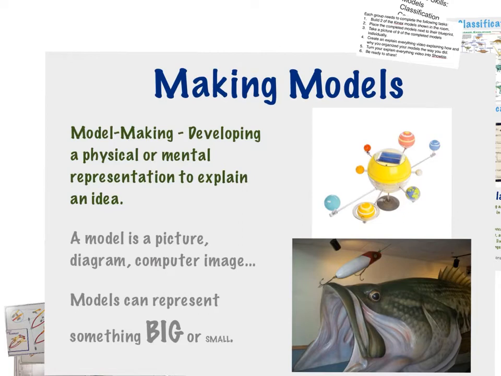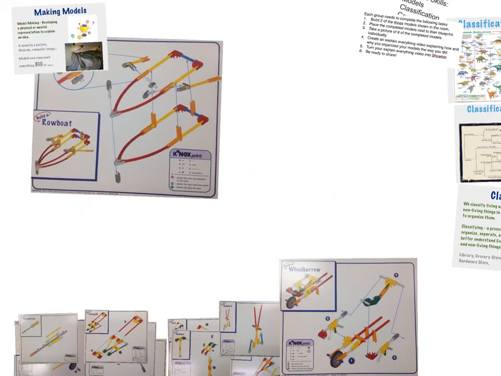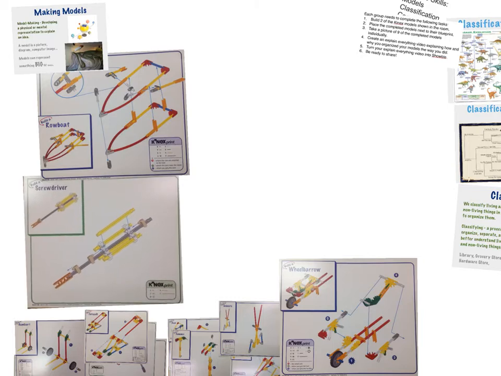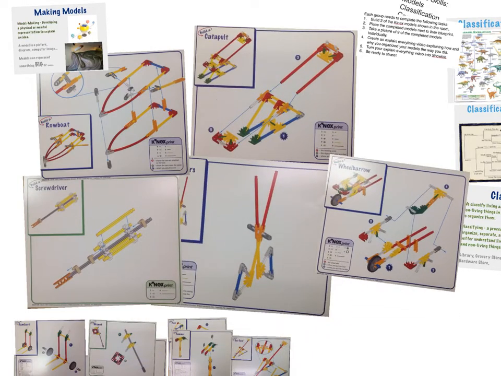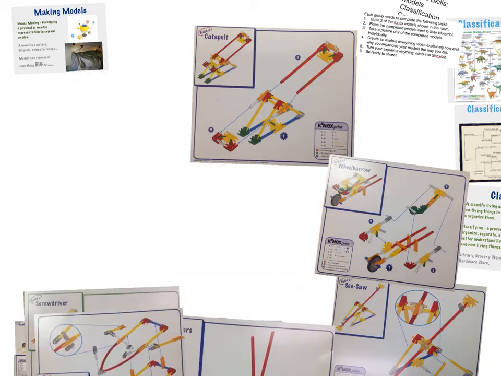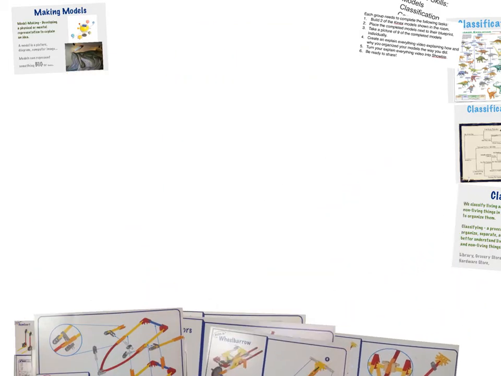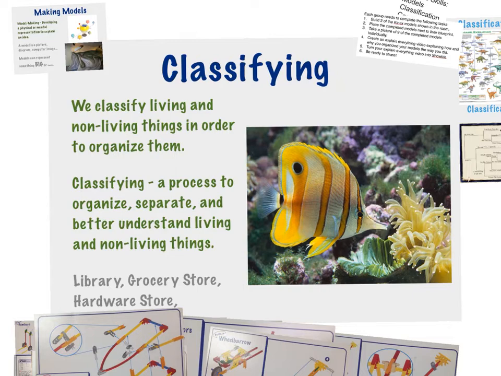So we make models, and we're going to practice making models with the connects. We'll make models of all of these different types of items that I've found for you. I can't show them all here, but I can show a lot of them. And you'll see them up on the front board. So let me get rid of those. So we're making models, and then from models, we are going to do some classifying.